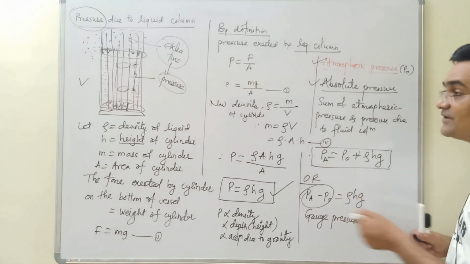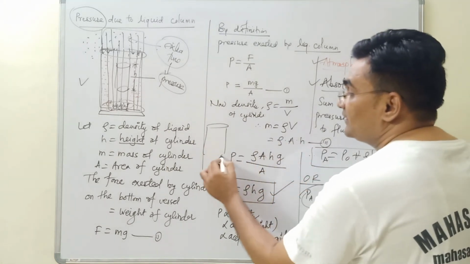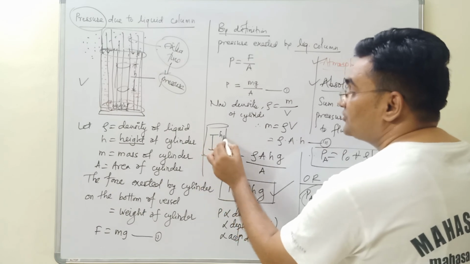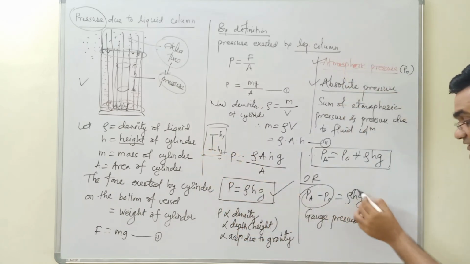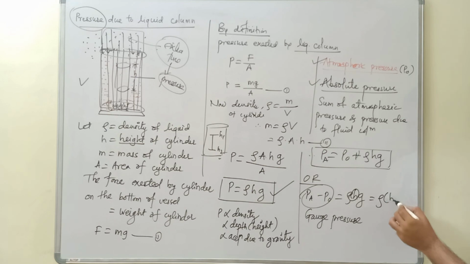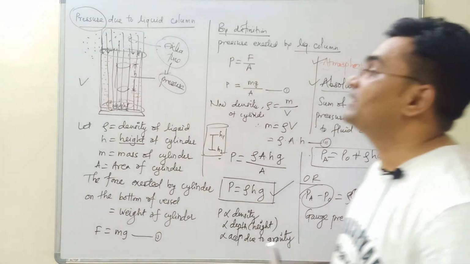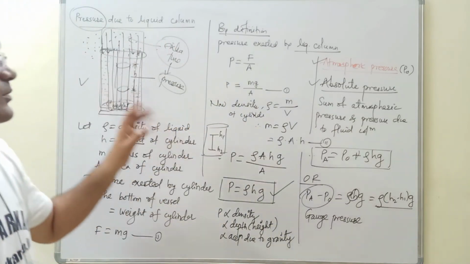If this is the container and here there is one point with height h1 and another with height h2, then instead of h sometimes you can write h2 minus h1 or h1 minus h2, into g. Depending upon the condition given, this formula will change.